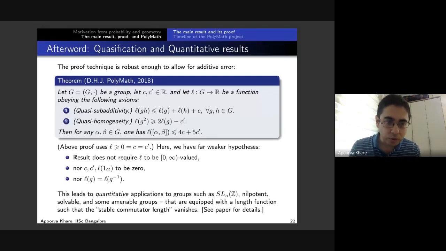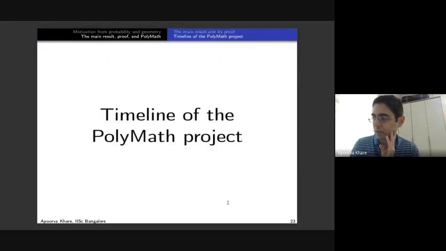Anyway, so you see, you can extend the main theorem of our paper to this one. And here we don't use the fact that length of one is zero, or that length of g is length of g inverse. We do not require length to be infinity valued, to be non-negative valued, and so on. And that leads to some quantitative applications in geometric group theory, of which I'm, again, not an expert, so I will refer you to the paper for details.